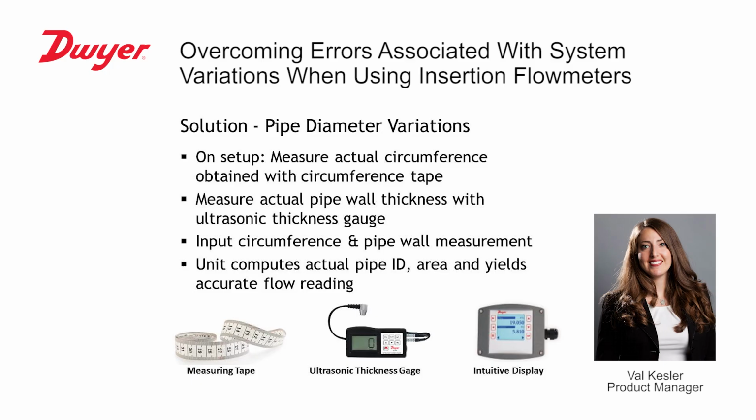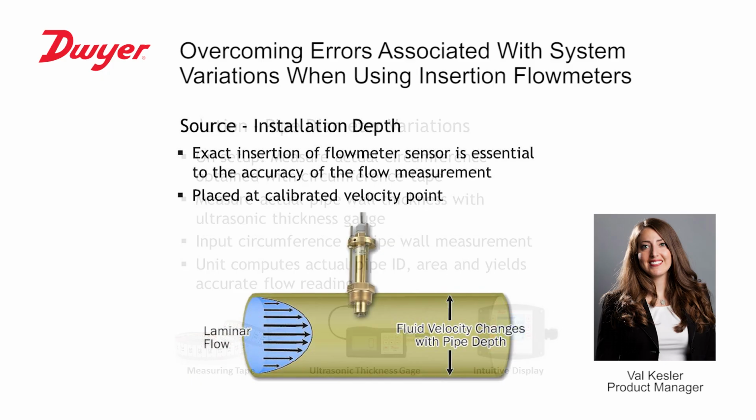So what we're currently offering with our insertion mag meter is the ability to have an ultrasonic thickness gauge to actually measure the thickness of the pipe wall, in addition to taking a measuring tape to get the circumference of your pipe, of your actual application, and be able to put that information into a very easy to use, intuitive display. That unit itself will compute the actual pipe inner diameter, which is a function of the wall thickness and the outer diameter, and therefore calculate the actual area of your application, reducing those errors that we just saw in the previous slide, and therefore yielding a more accurate flow reading.